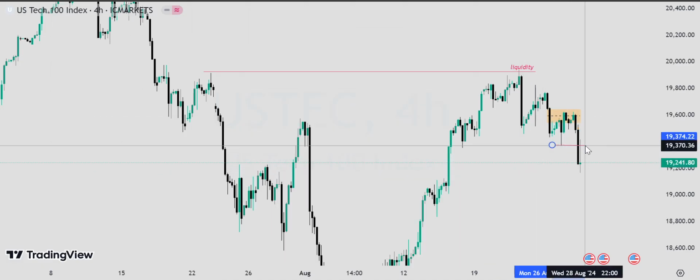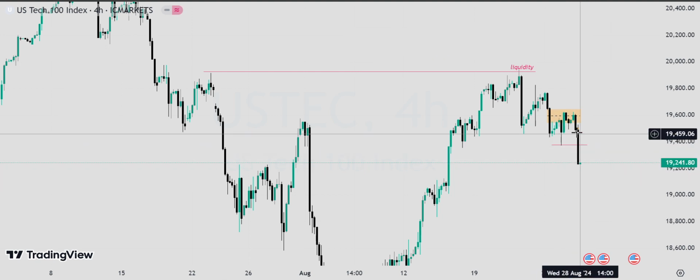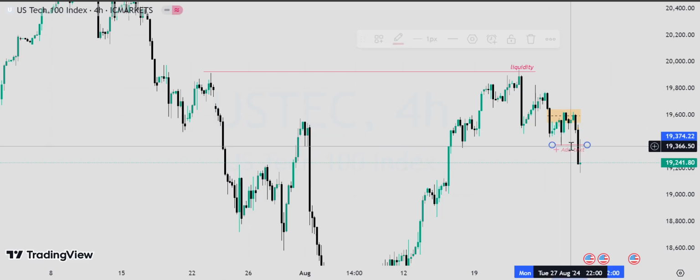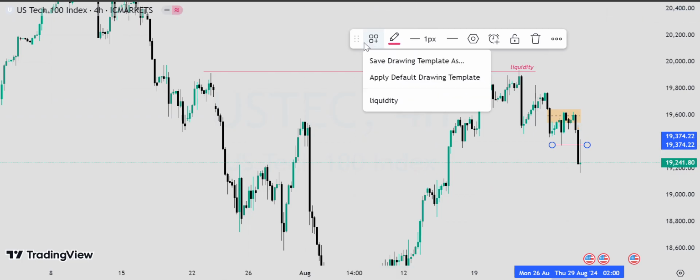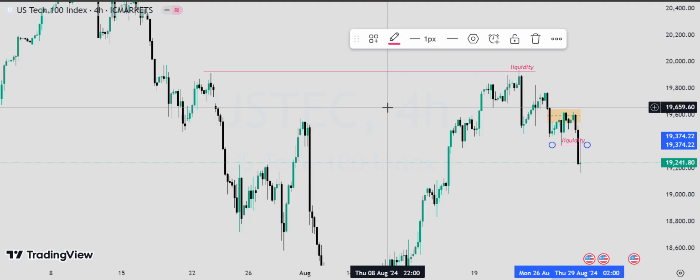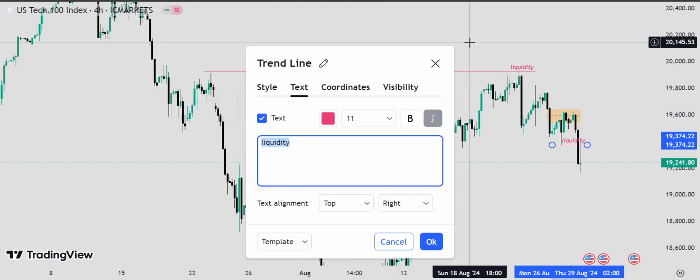For example, this is the nearest liquidity we had after that fair value gap was tested. This is a liquidity. Come here, you give it a name, so we name it liquidity there.